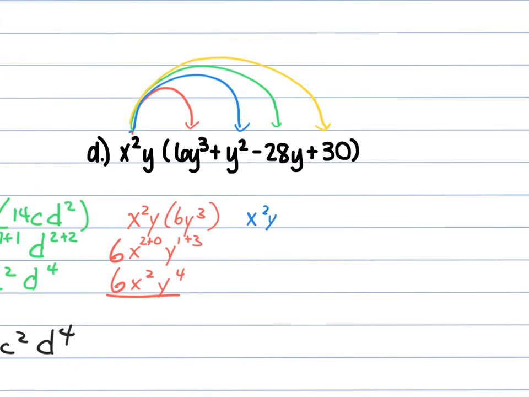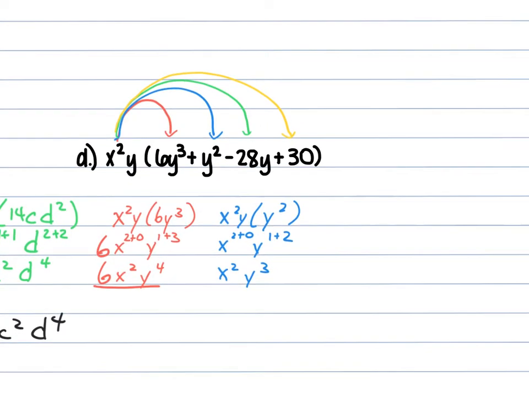Okay, so x to the second y times y to the second, which is x to the second and y to the third. So x to the 2 plus 0, y to the 1 plus 2, and she said that was x squared y to the 3rd.